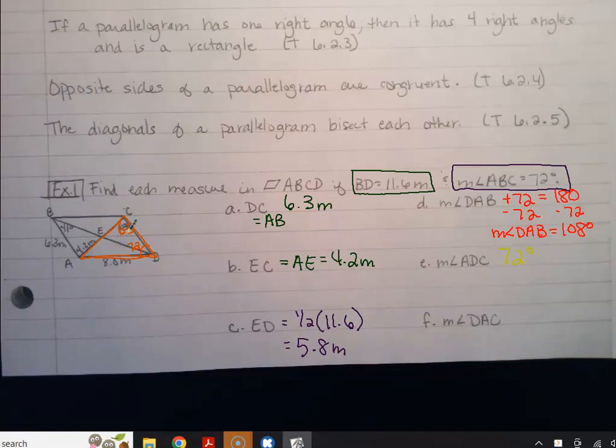Yeah, so the measure of angle DAC plus 63 degrees plus 72 degrees has to equal 180 degrees because it's a triangle. So 63 and 72 is 135, is that right? Yep. Okay, so I'm going to subtract 135. So the measure of angle DAC is 45 degrees. Perfect. Does that make sense? How we got that though?